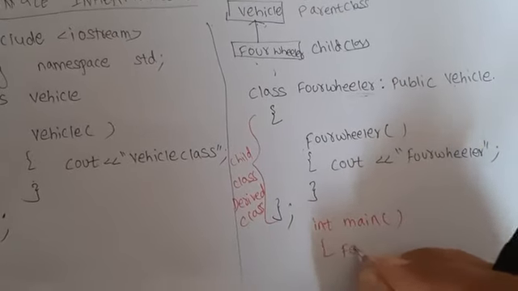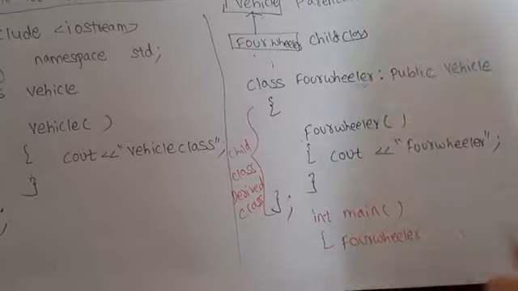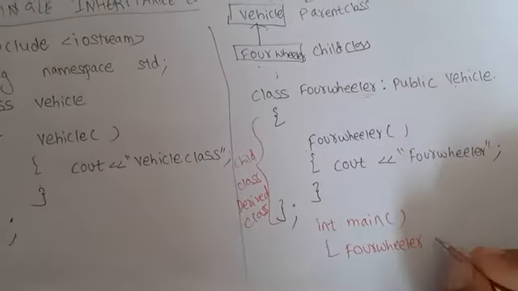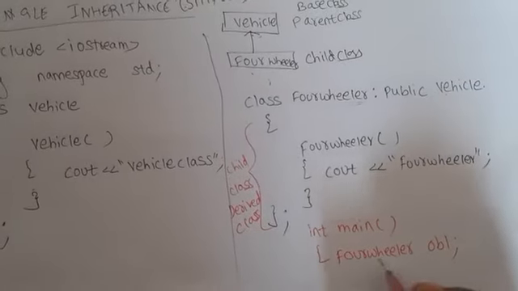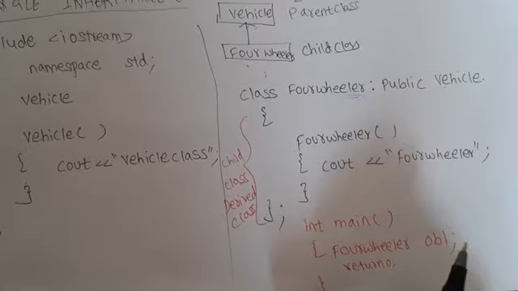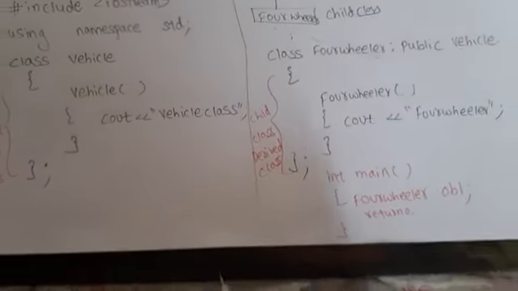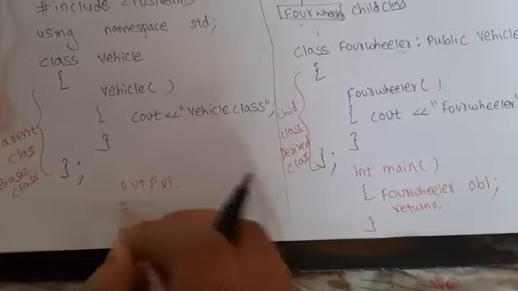Let us take four-wheeler, and the object name is OB1. Return 0. Okay, now just try to analyze the output of the program, how it is going to execute.